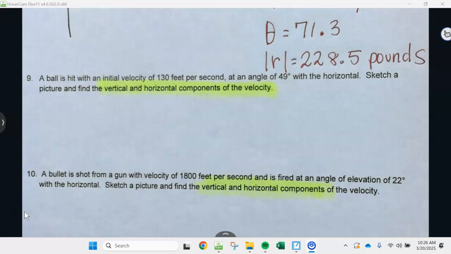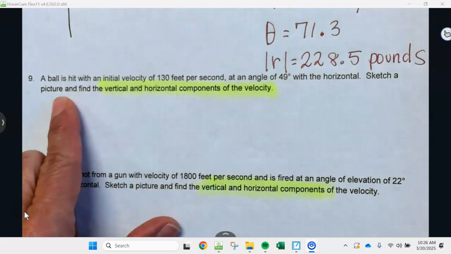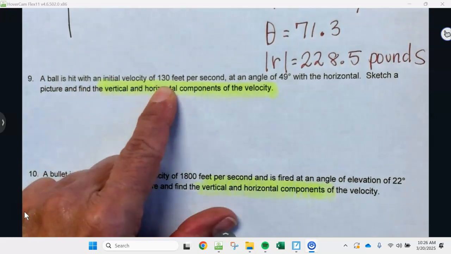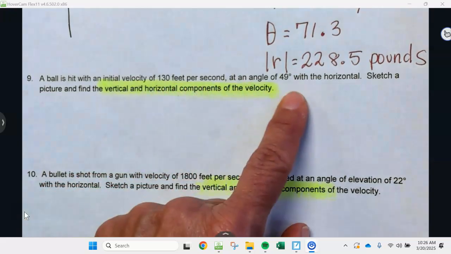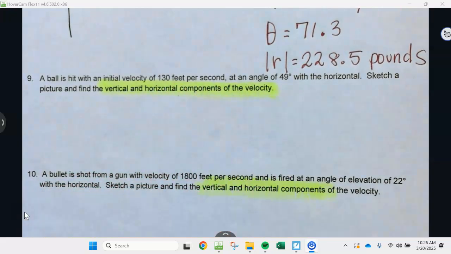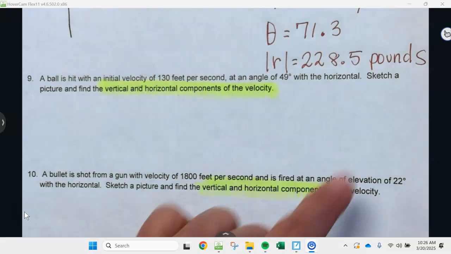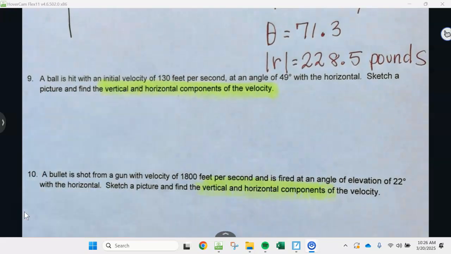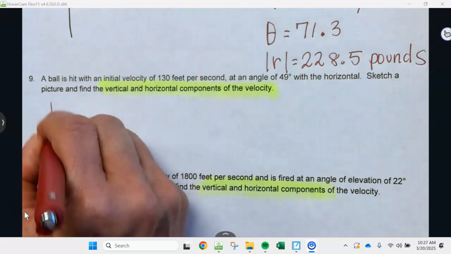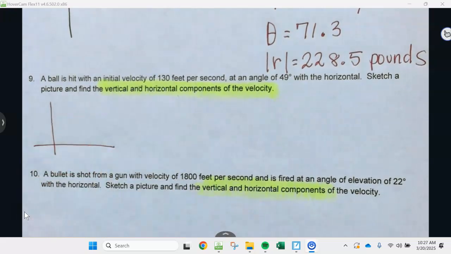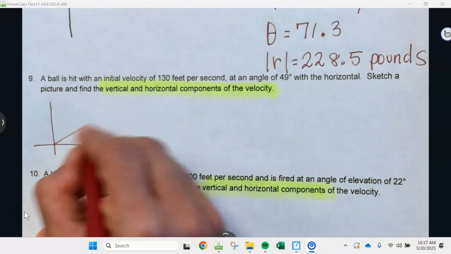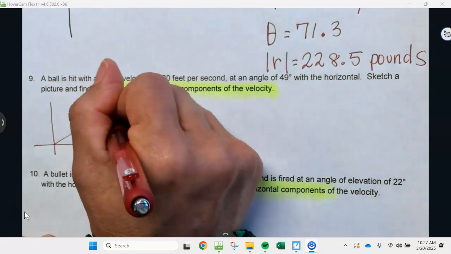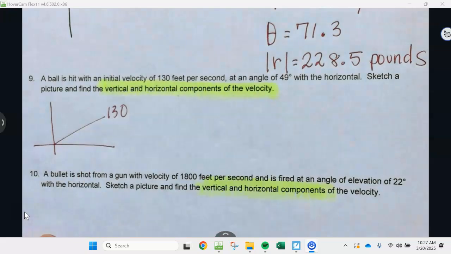So, kind of shifting gears a little bit. A ball is hit with an initial velocity of 130 feet per second at an angle of 49 degrees with the horizontal. That just means along an x-axis. It does not say pulled along the x-axis. Sketch a picture and find the vertical and horizontal components of the velocity. Y'all, velocity is magnitude. So here's an x and y grid. Here's where someone hit a ball. The magnitude is 130 feet per second, and the angle is 49 degrees.